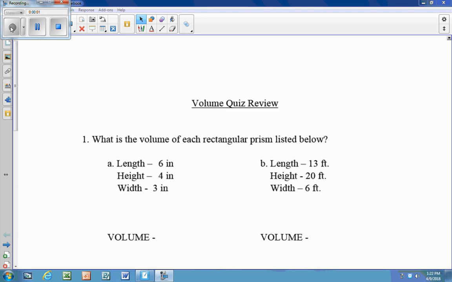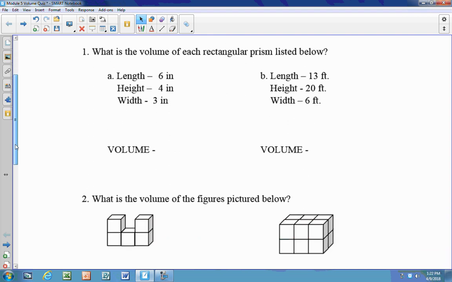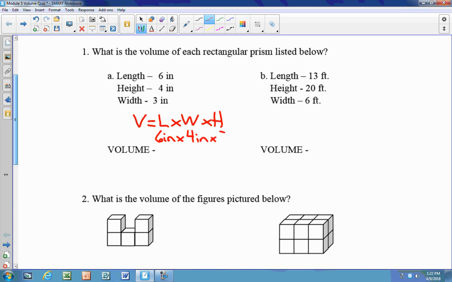This is the volume quiz review for the volume quiz. And we have talked about that any time we have a volume question, we should always write that volume equals length times width times height. This will prevent any problems that we may have. So the length we see is 6 inches, the width is 4 inches, and the height is 3 inches.